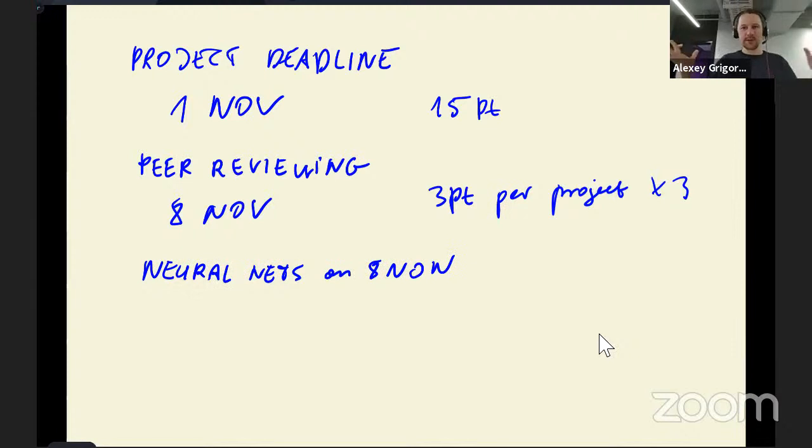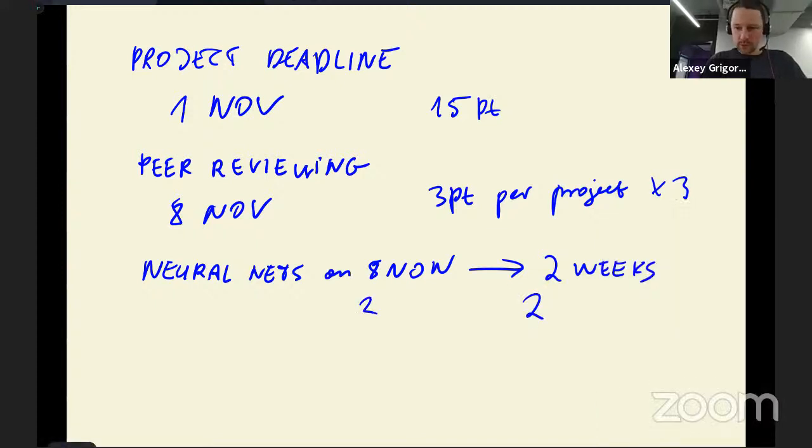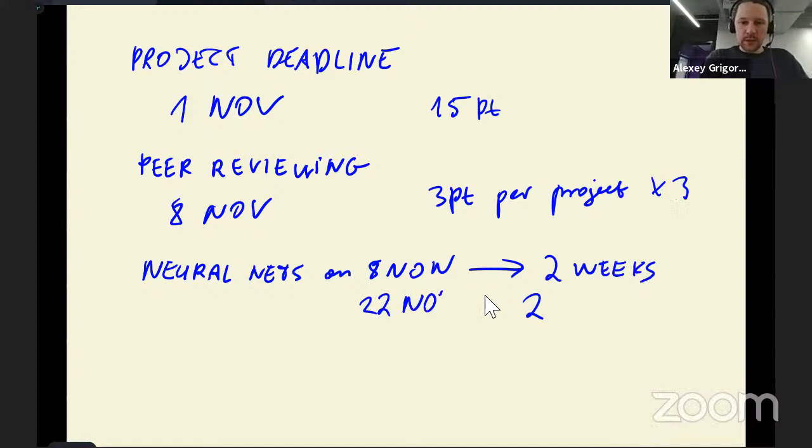But I know that it will be too difficult to learn neural nets and at the same time do peer reviewing. I'm sure it will be, because neural nets is also not an easy subject. So that's why for neural nets, the homework will be 2 weeks. So the deadline will be 2 weeks. So basically for submitting the homework for neural nets, the deadline will be 20. So did I get it right? So from, yeah, 22nd of November.